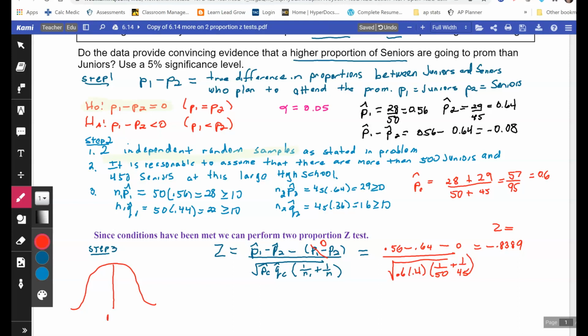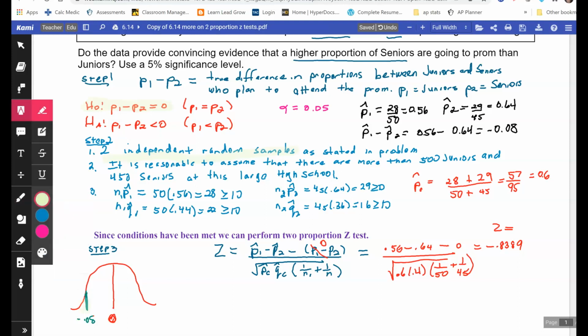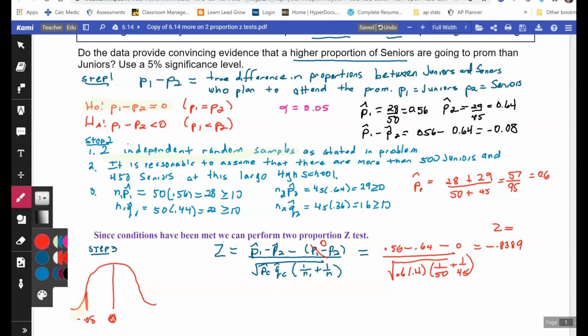So the mean is just the parameter, so it's p1 minus p2, or 0. We ended up getting a difference. Actually, it's negative because we're looking at the juniors first, so it's negative 0.08. And we're going to be calculating our p-value. So we want to find out the chance that we get negative 0.08 or less. Okay, so let's go back to our drawing tool.